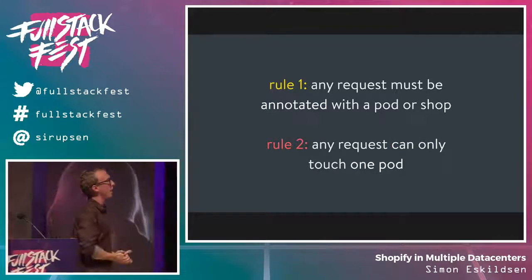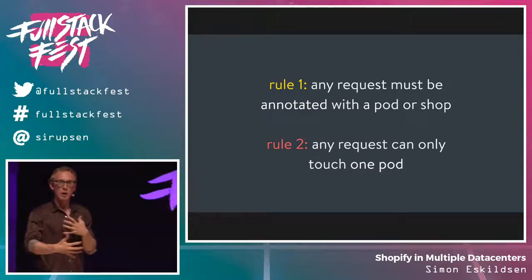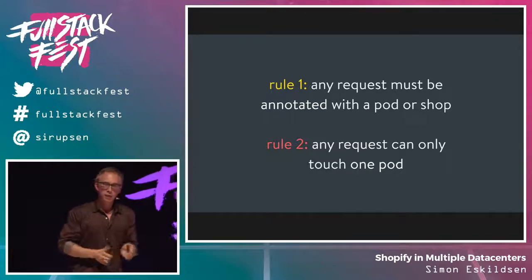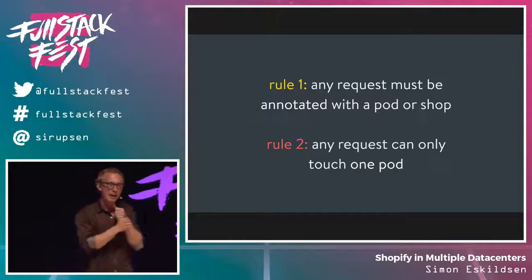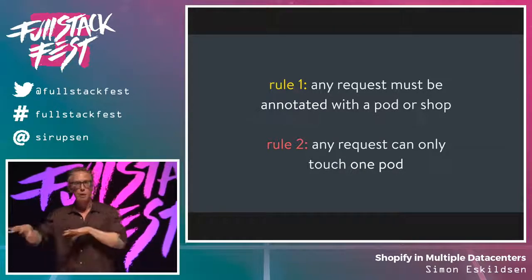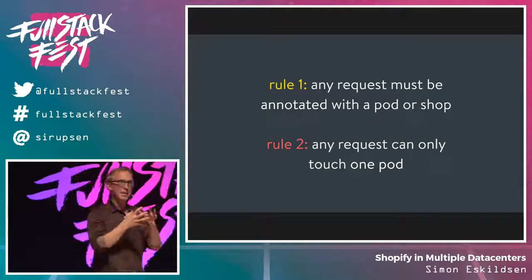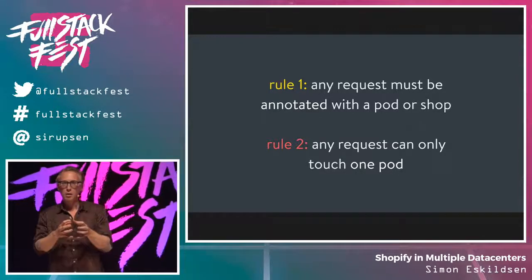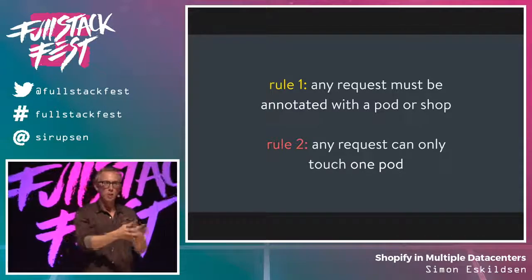So if we have this architecture, we need to set up some rules of what Shopify can do to run in this setup. And the two rules are: rule number one is that any request that comes into Sorting Hat needs to be annotated with wherever it's going. So Sorting Hat needs to make a decision of where this request belongs. What shop does it belong to? What pod does it belong to?